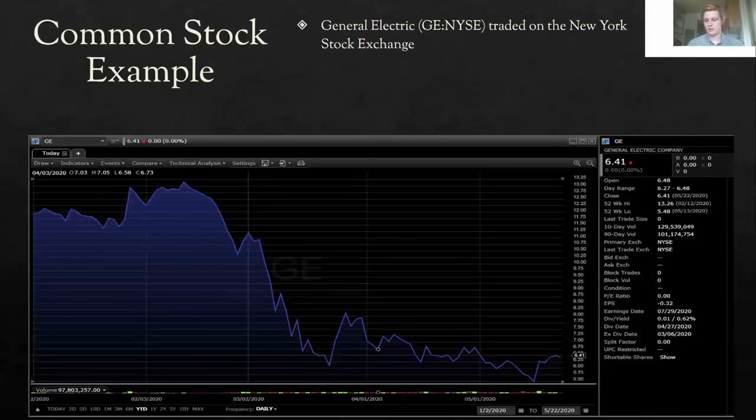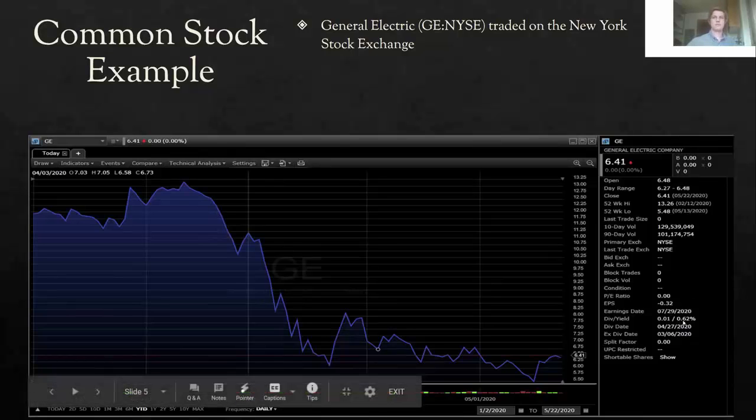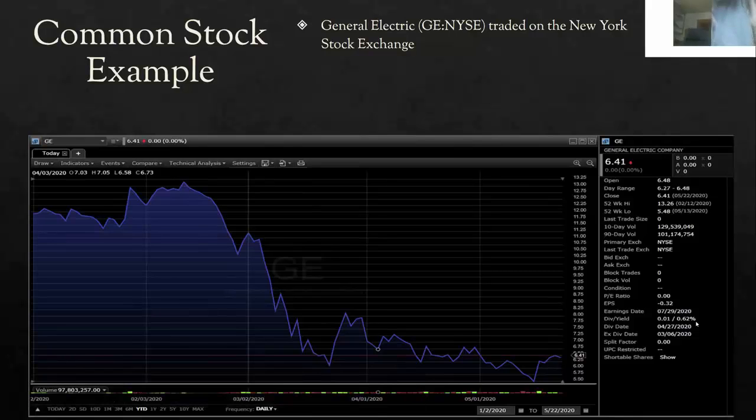So an example of one of these common stocks is General Electric. GE has been traded on the New York Stock Exchange. You can see a couple pieces of information here. We have a dividend yield of about 0.62%. So kind of a low dividend yield, but this is also a common stock that doesn't require a dividend. So it's kind of a bonus that comes with this GE common stock.